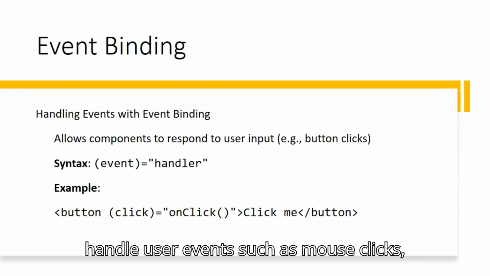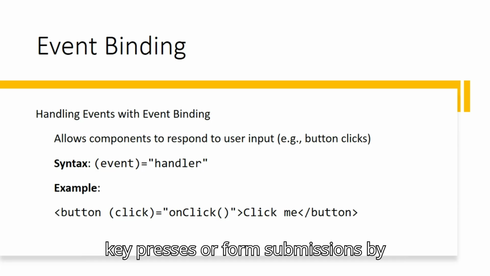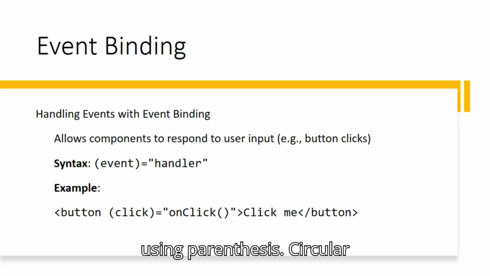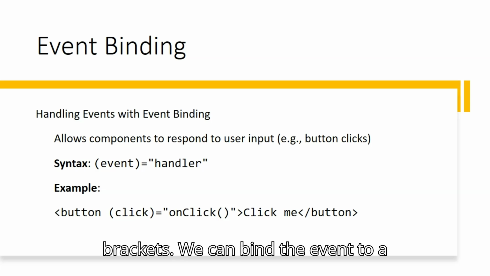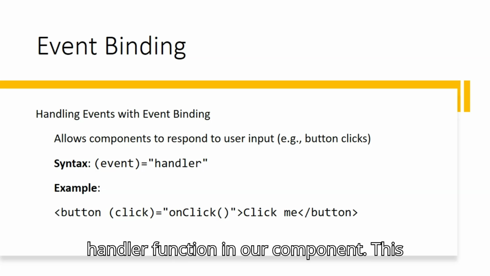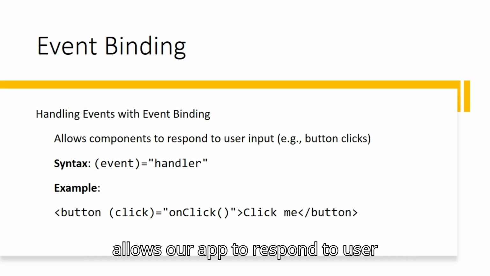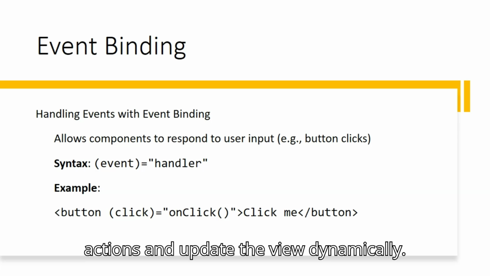Event binding. Event binding lets us handle user events such as mouse clicks, key presses, or form submissions. By using parentheses, circular brackets, we can bind the event to a handler function in our component. This allows our app to respond to user actions and update the view dynamically.